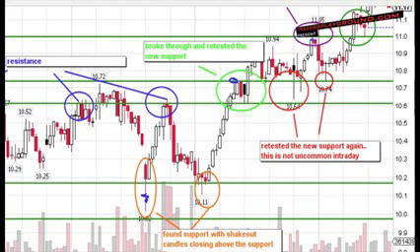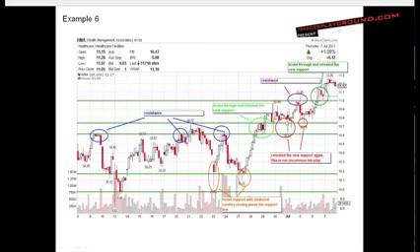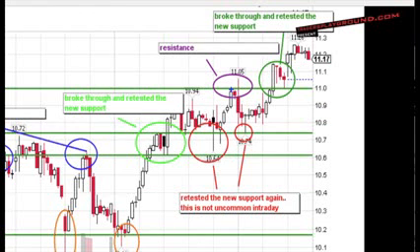In the purple circle up here, we find more resistance. Okay, I'm going to move out and move over for y'all so you can see a little better. Okay, the purple circle, here we have more resistance. In the green circle, it's broken. Then also inside the green circle, the new support made is tested to see if it'll hold.